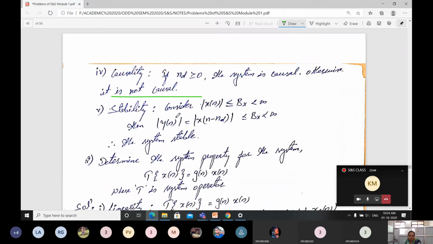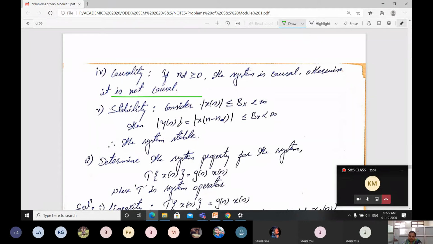Then what about the stability? Consider x of n. It is bounded by Bx with some bounded values. Those values are less than infinity only.